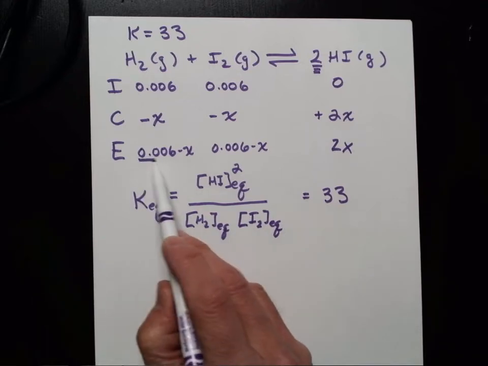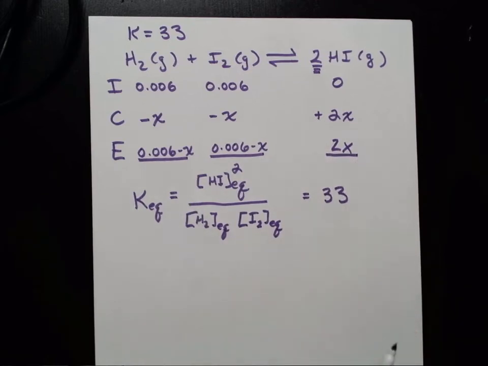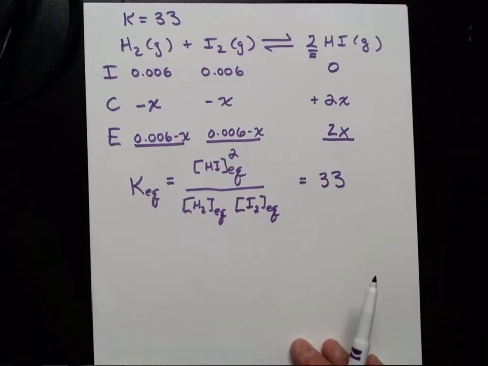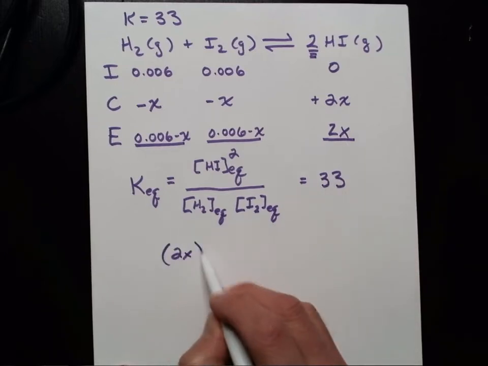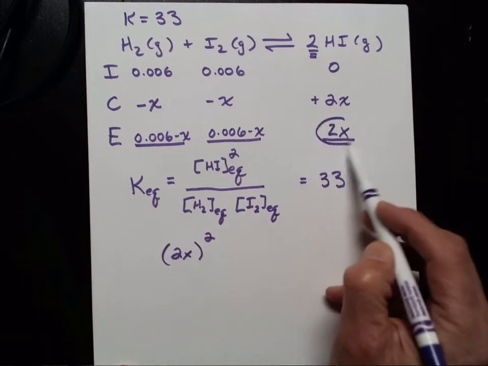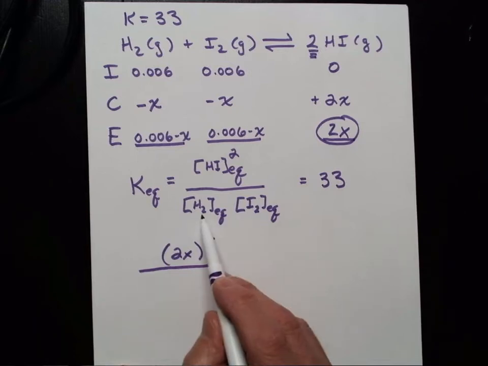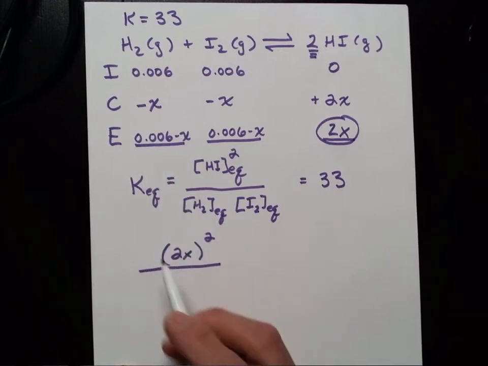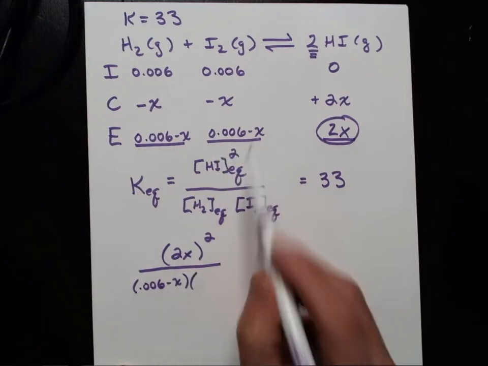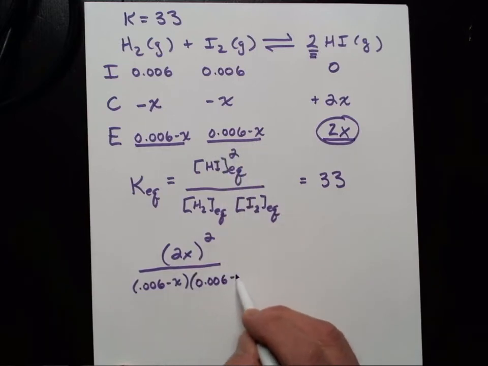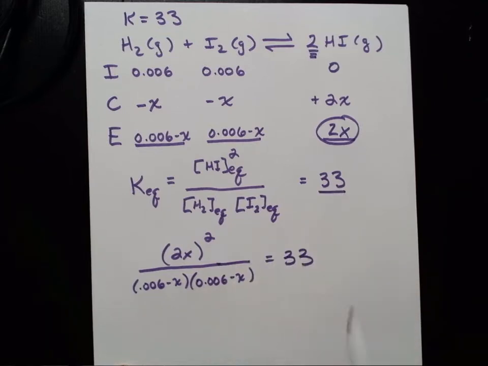So now we're going to plug in the equilibrium values, which we don't yet know, into this equation. We're going to try to solve it. Let's see what happens when we do it. So I'm going to take twice X, and I need to square that. That's my equilibrium concentration of HI. I'm going to divide that by the concentration of H2 at equilibrium, which is right here, and the equilibrium concentration of iodine, which is right here. And I need to set that equal to 33.